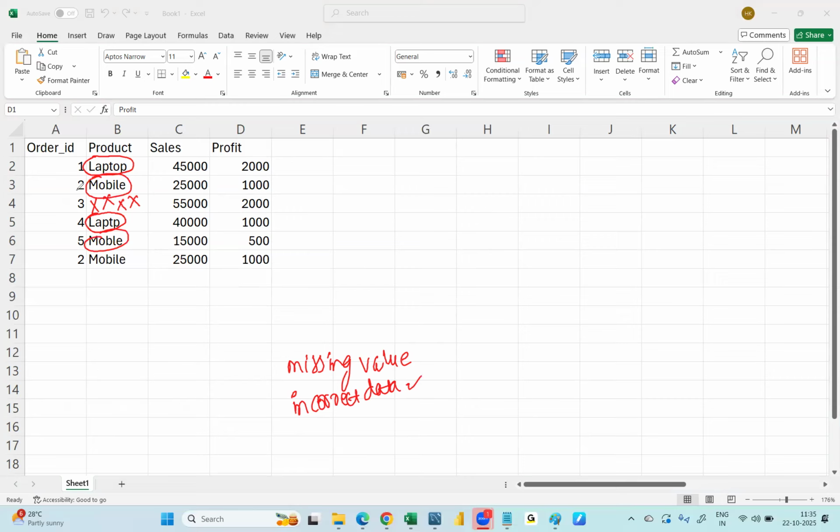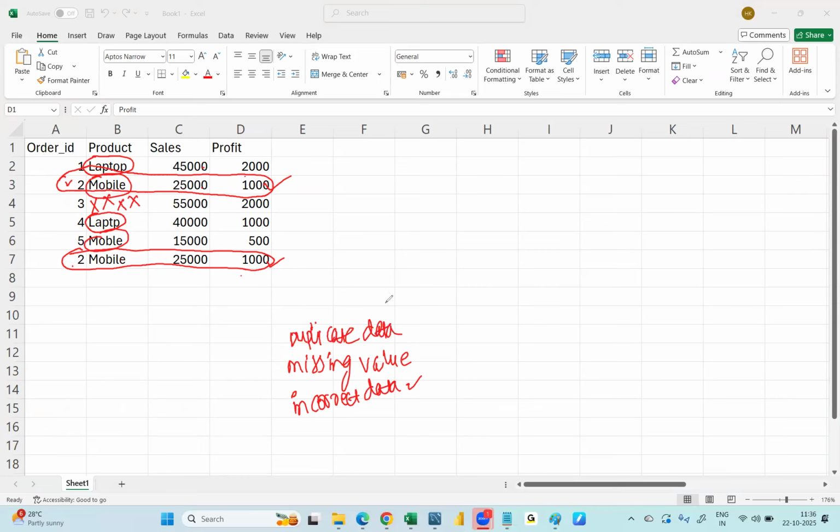Next important point: observe this row. Order ID is 2, mobile is the product, sales is 25,000, profit is 1,000 rupees. Can you observe the same thing again at the bottom? This row and that row both have the same information: same order ID, same product, same sales, same profit. So this is called a duplicate. Duplicate data means the same data getting repeated.